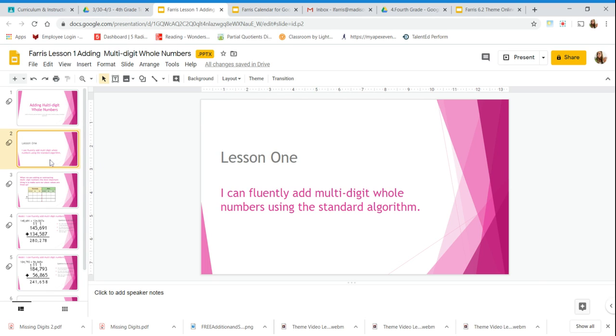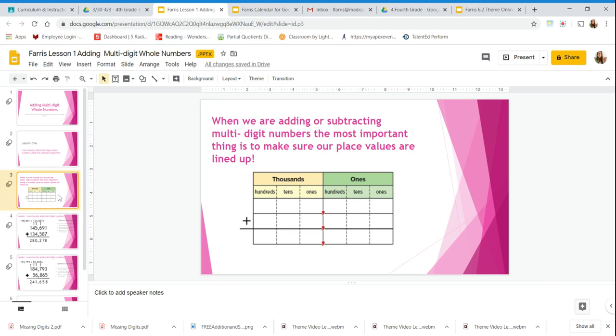So, our objective today is I can fluently add multi-digit whole numbers using the standard algorithm. When I say standard algorithm, that means that we are going to take all of the numbers that we are adding together and we are going to stack them on top of each other vertically, and we're going to use that way to add.